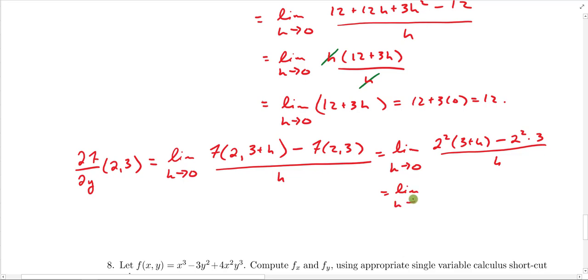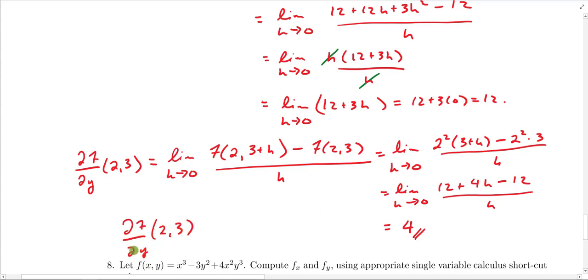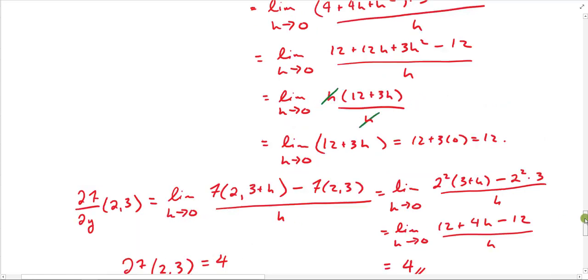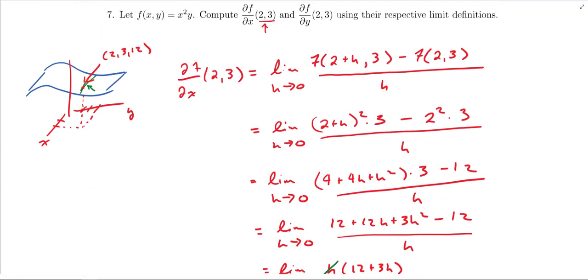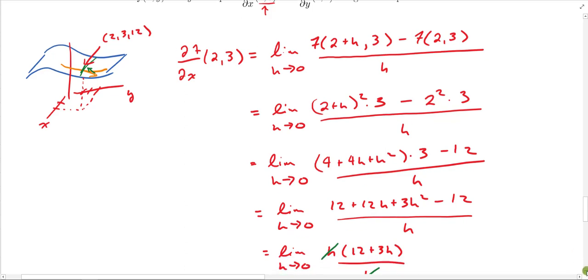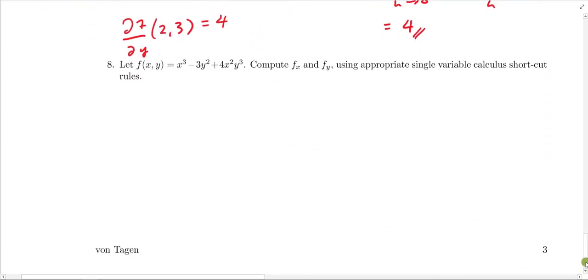And if you clean this up, notice this would give us 12 plus 4h minus 12 all over h. And I'm just going to jump to it, folks. Hopefully you see that that limit comes out to be 4. So the partial derivative of this function in the y direction at that point is equal to 4. Meaning if you go to the point (2, 3) on this function and you move in the y direction, my picture's not accurate, if you move in the positive y direction, the slope of your tangent line is a positive 4.